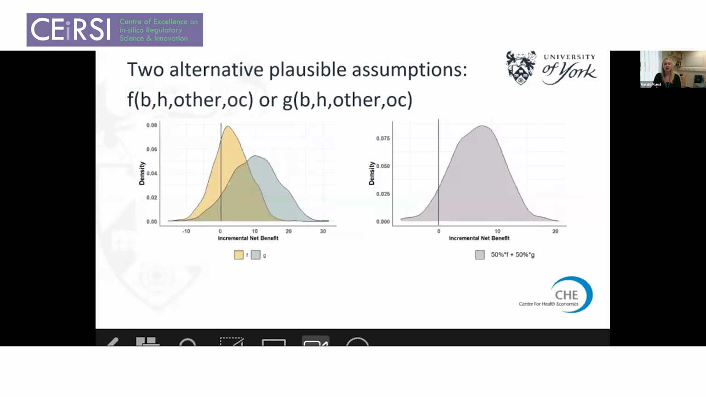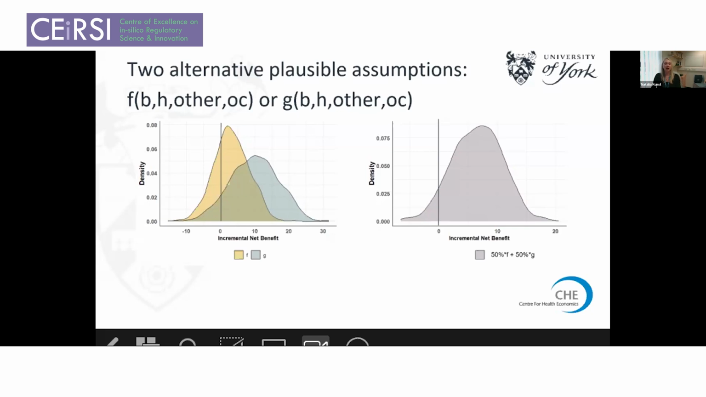And there are several ways to account for structural uncertainty. One of the approaches is model averaging. So here we run the model with alternative structural assumptions and assign a weight to each assumption. In our example, we have two alternative assumptions, one defined as model F and the other defined as model G, as indicated in the figure to the left. We assume that both assumptions are equally plausible, and we weigh them 50% each to obtain weighted distribution of the incremental net benefit, as presented on the figure to the right.